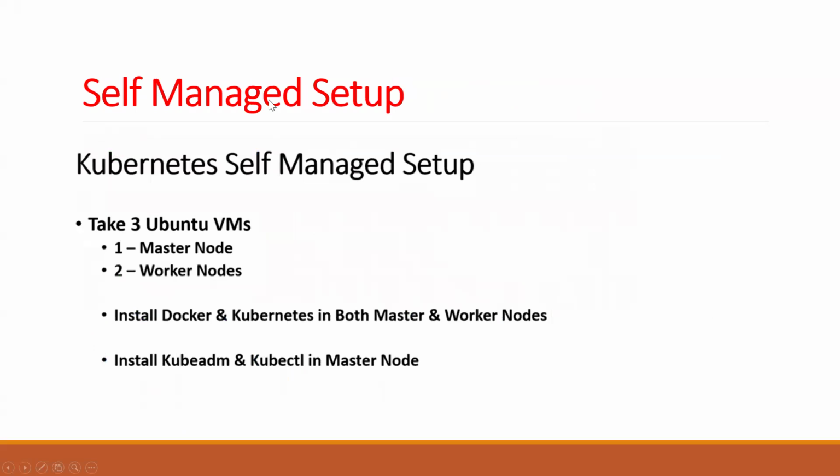Self-managed Kubernetes cluster setup: take three Ubuntu VMs. One is the master node, and the others are worker nodes. Install Docker and Kubernetes in both master and worker nodes. Install kubeadm and kubectl on the master node. So we need to install Docker and Kubernetes on the master node and two worker nodes, but install kubeadm and kubectl on the master node only.